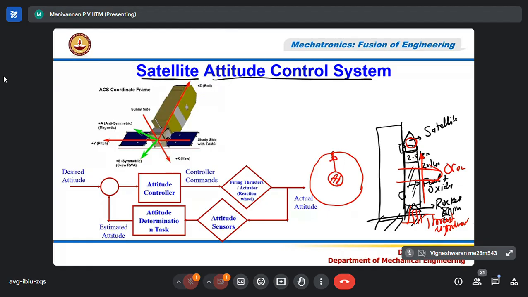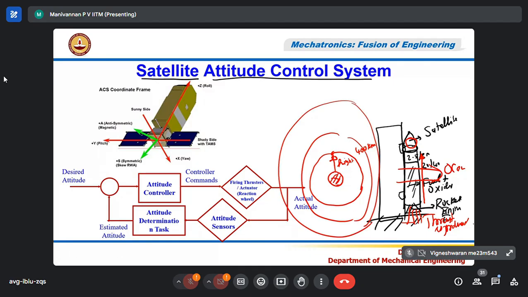The height of the orbit can be around 400 kilometers or 36,000. There are 3 levels. This is called low Earth orbit. If the satellite is launched to 400 kilometers, it has to revolve around the Earth maintaining the same height. Wherever it goes, it also maintains the same height and orientation. That is called altitude.